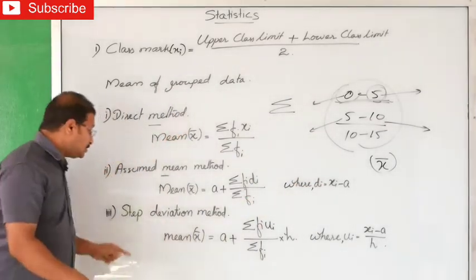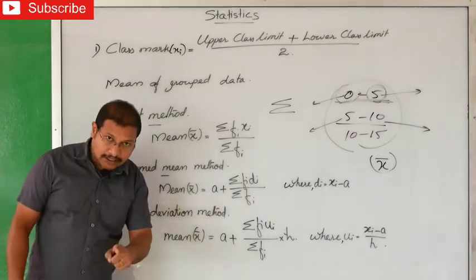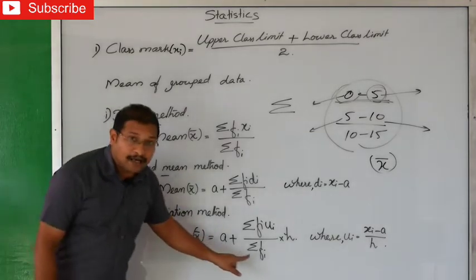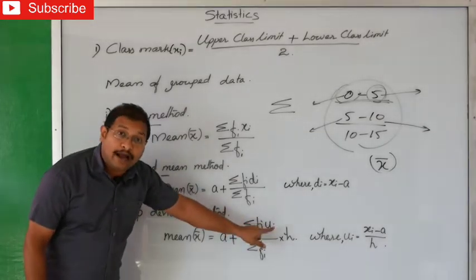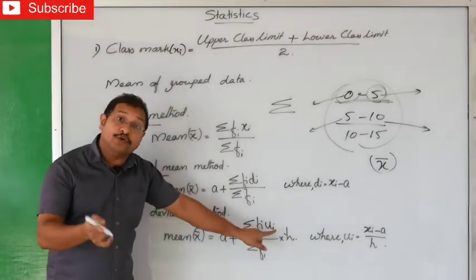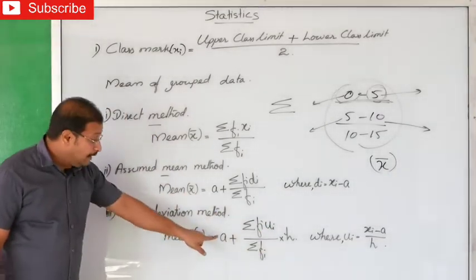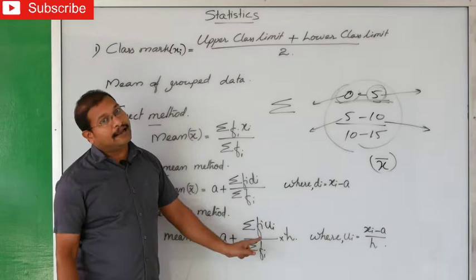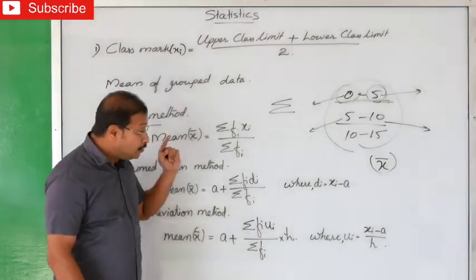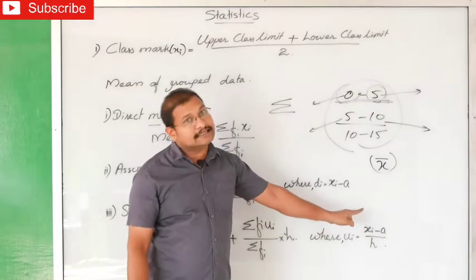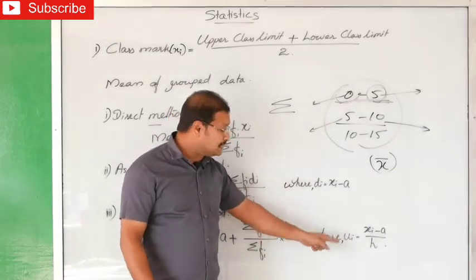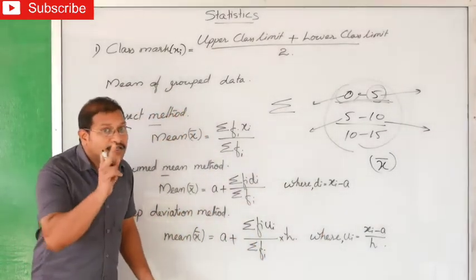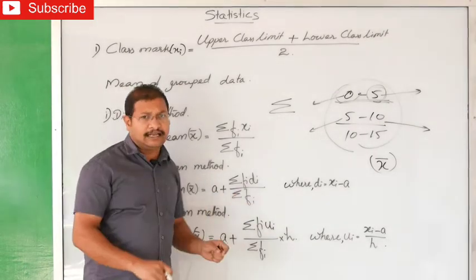The third method is called the step deviation method. Mean x bar equals a plus sigma fi ui by sigma fi into h, where ui equals xi minus a by h, and h is the width of the class. You will understand later.